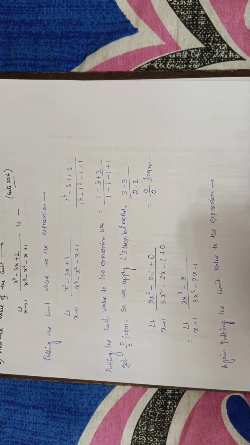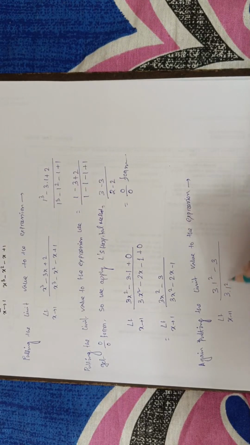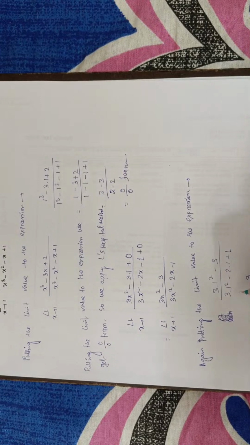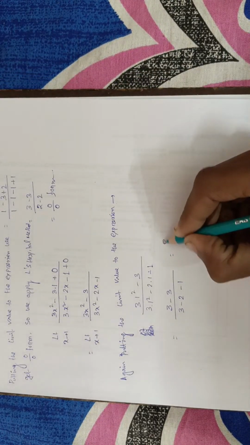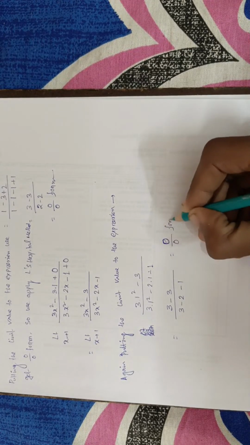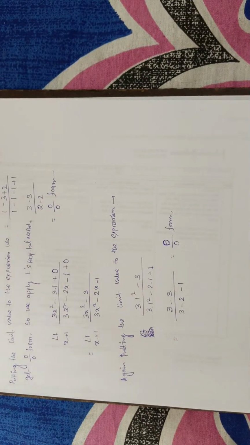If we again put the limit value into the expression, we get the limit as x tends to 1 of (3 into 1 square minus 3) upon (3 into 1 square minus 2 into 1 minus 1). So we can write 3 minus 3 upon 3 minus 2 minus 1, which gives 0 by 0 form. So again we get 0 by 0 form.